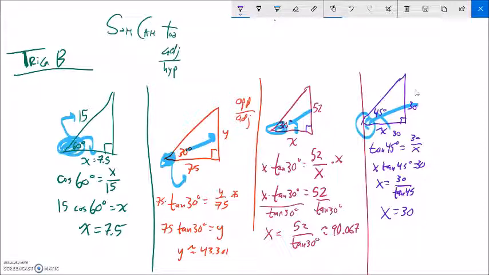It looks like this must be a 45 as well. Oh yeah, 45, 45, 90. That side would equal that side. So those are both 30.